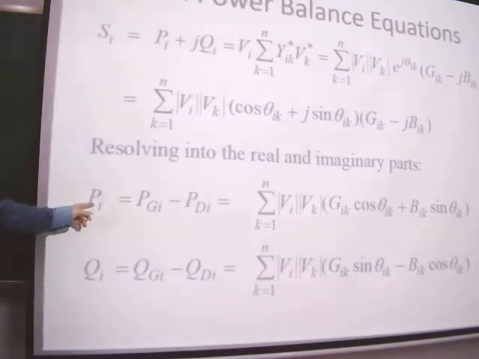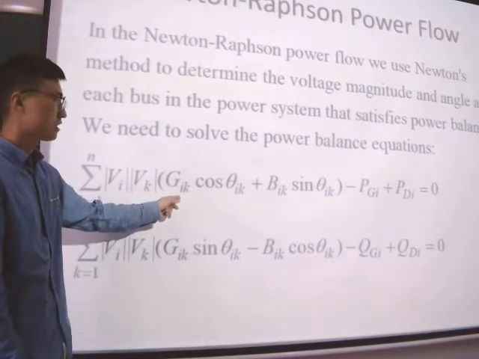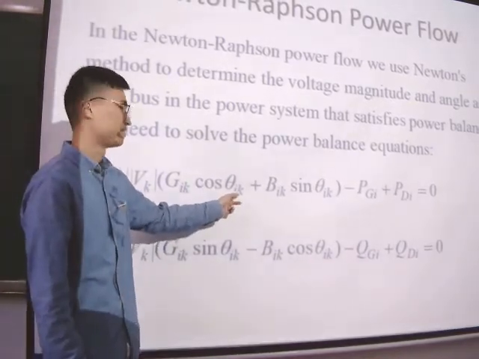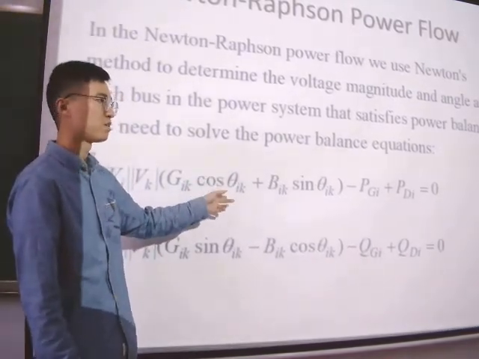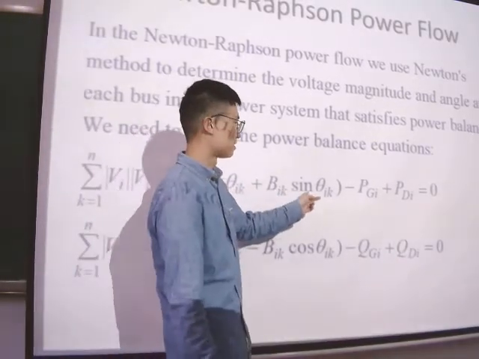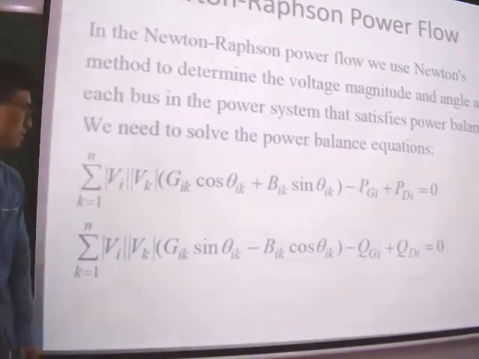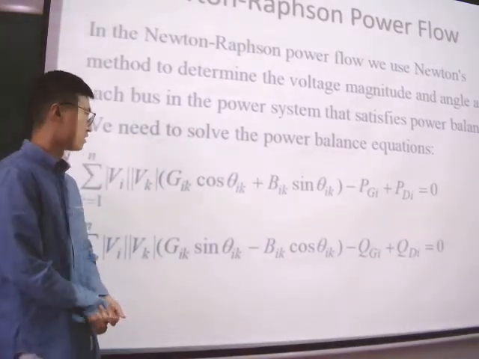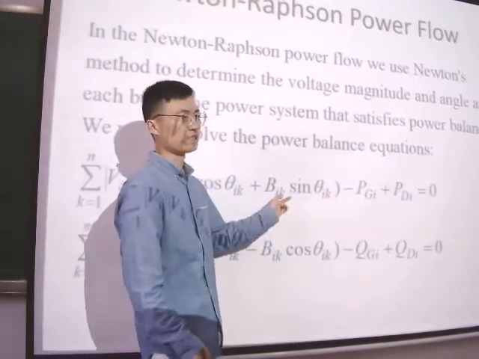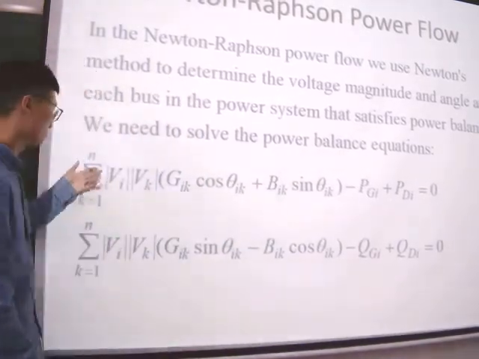This is the real power, this is the reactive power. So the conductance times the cosine of the angle difference, and the susceptance times the sine of this angle, right? Here, this indicates the imaginary part, and this indicates the real part. Okay, so these two.